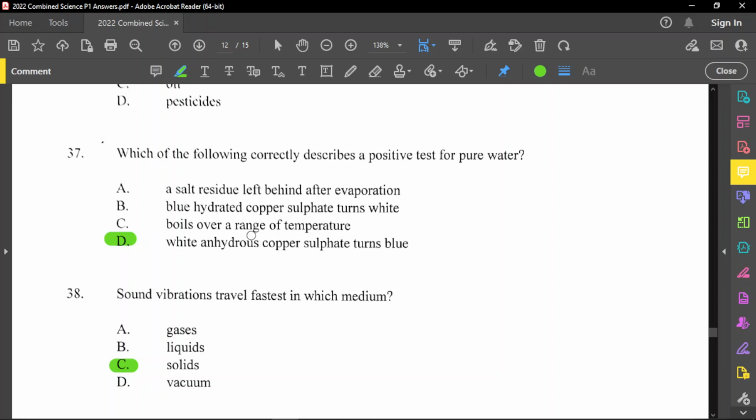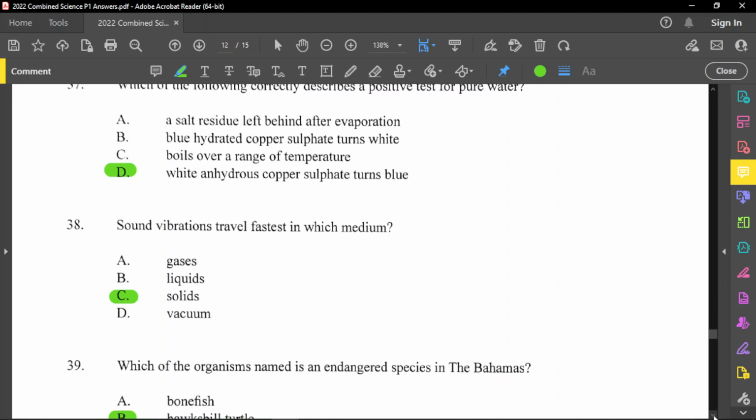So this one you really need a little time to go through to make sure you understand it. All right, 38. It says sound vibrations travel fastest in which medium, and the answer is solid. Sound goes through solid faster than liquid and gas.